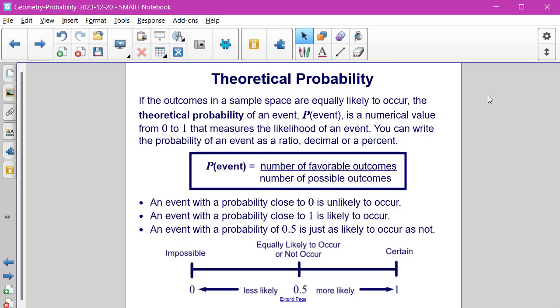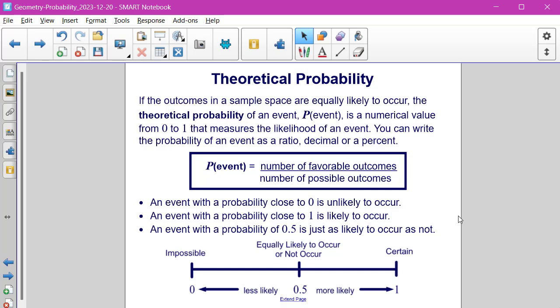If the outcomes in a sample space are equally likely to occur, the theoretical probability of an event, denoted as capital P, and then the event being in parentheses, is a numerical value from 0 to 1 that measures the likelihood of an event occurring. You can write the probability of an event as a ratio, decimal, or percent. So the probability of an event is equal to the number of favorable outcomes divided by the number of possible outcomes. An event with a probability close to 0 is unlikely to occur.